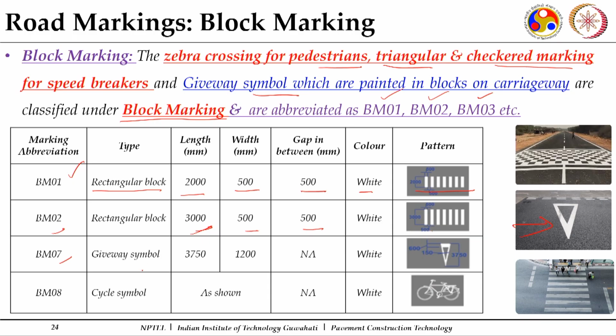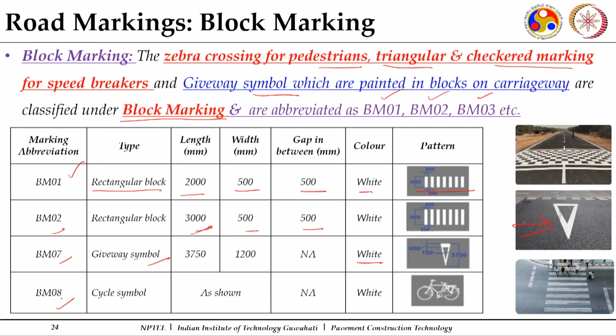Then BM071, this is for a giveaway symbol. Again, what is the length, what is the width, the gap in between is not mentioned, and what color is to be there. So these are standard dimensions and patterns that are already prescribed and their details are available. So they need to go as per the specifications. You can see a block marking may also be in terms of a cycle symbol.